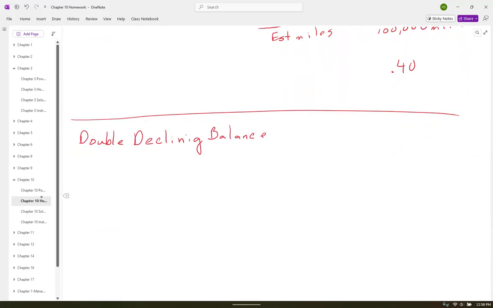It is an accelerated method. Okay, keep that in mind. It's going to look very different from the other two.